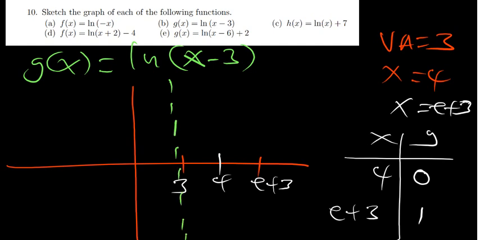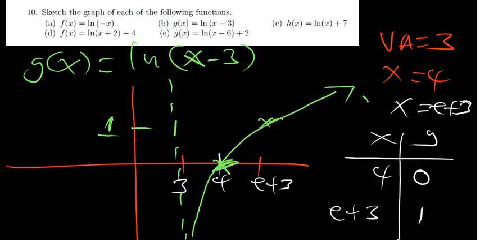It has to be running away from that line. So we have got 4, 0 is this point. Next, e plus 3, I have got my 1 here. e plus 3, 1 is this point. So running away from 3 all the way going there. That is going to be our graph.